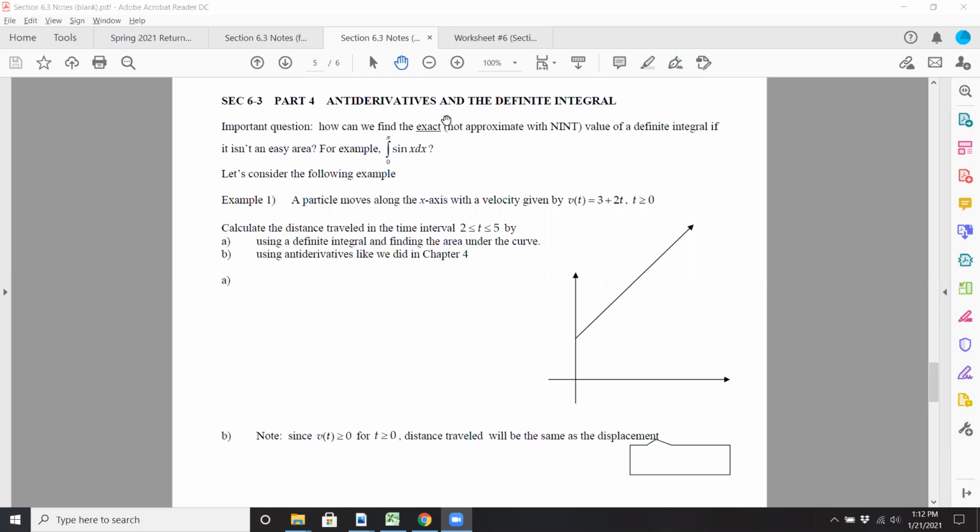So when we can't, let me read this question. How can we find the exact, not approximate numerical integration value of a definite integral if it isn't an easy area? So for example, we have the integral from 0 to pi of sine x dx. Now, the way we've done this up to now, if you wanted to find the integral from 0 to pi of sine x dx, and remember sine x looks like this, where here's pi, so I want this area.